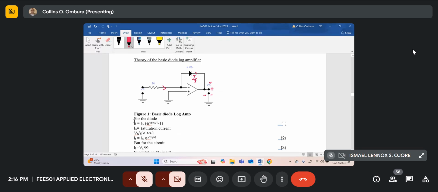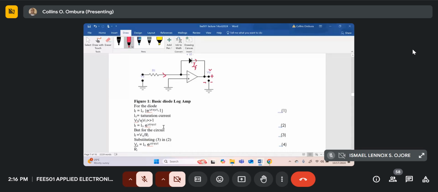So we can start with the equation of the diode, or Ebers-Moll's equation for the diode, which says that IF, the forward current of the diode, is I naught times e to the V forward over neta Vt, minus 1. Remember, neta is 1 for germanium, neta is 2 for silicon. And I naught is the saturation current of this diode.